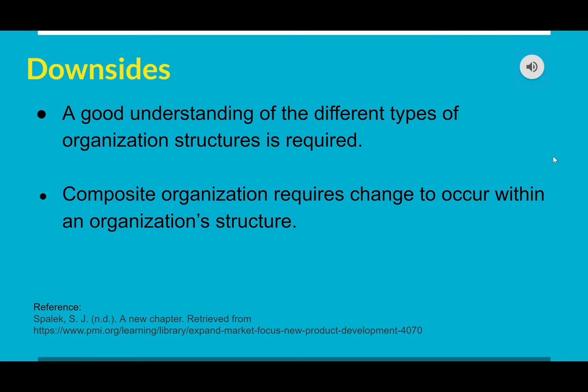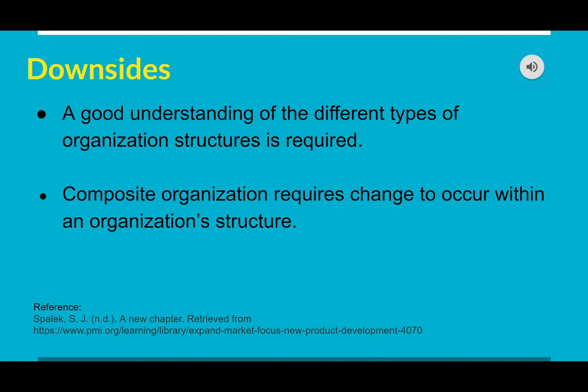A downside of composite organization is it requires a good understanding of the different types of organization structures in order to implement them in managing different projects. An organization literally needs to have a solid understanding of each of the organization structures to successfully customize the management of each individual project. And this requirement in most cases comes at a great cost to the organization.